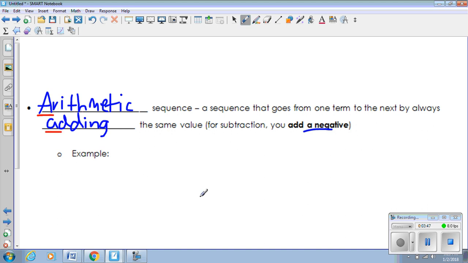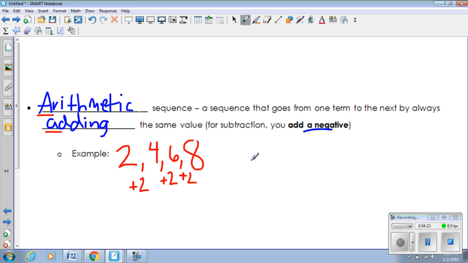An example of an arithmetic sequence would be 2, 4, 6, 8. For this sequence, you are simply adding 2 in between each number. So 2 plus 2 is 4, 4 plus 2 is 6, 6 plus 2 is 8. So this is an arithmetic sequence where the rule is add 2. You could continue on, 8 plus 2 is 10, 10 plus 2 is 12, so on and so forth.